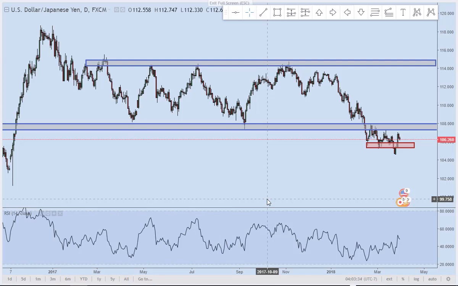This week I'll be taking you through one of my favorite pairs, the dollar yen, where I'm looking at a possible long opportunity. So without wasting any further of your time, let's get straight to the charts.